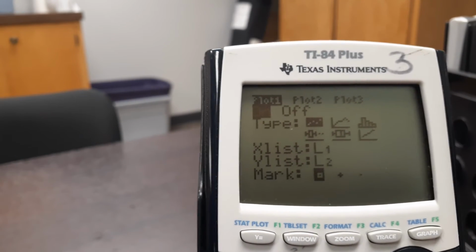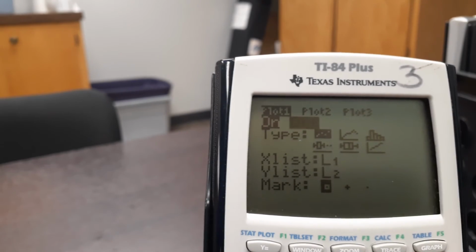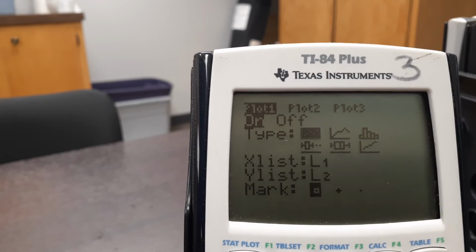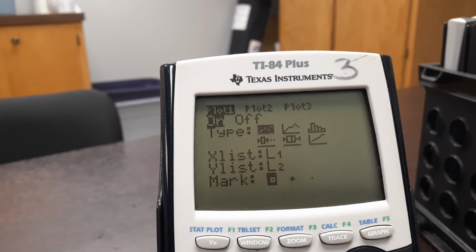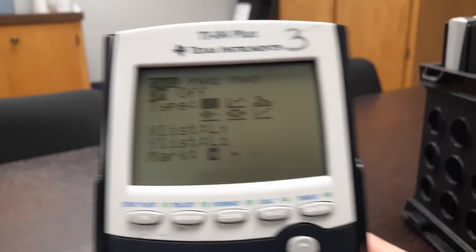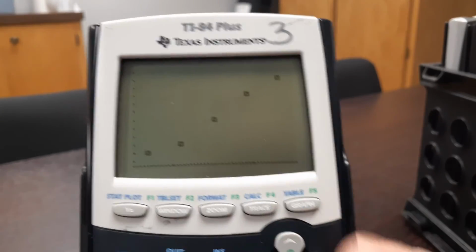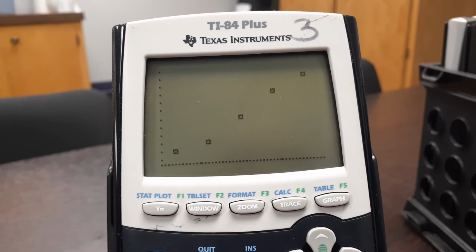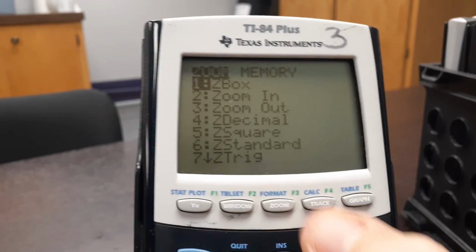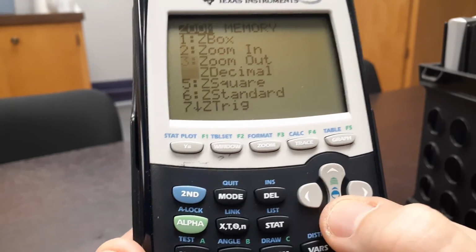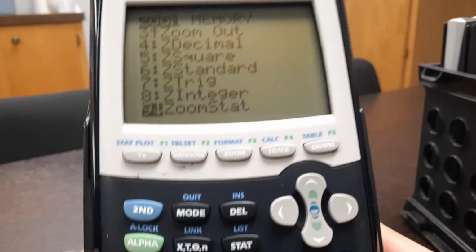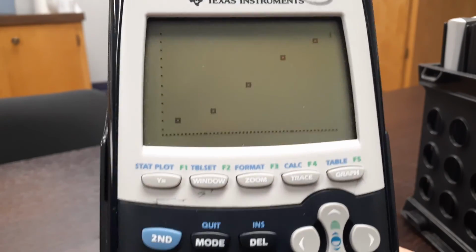And then you also want to make sure that, now I'm going to go down, and you have that little thing that looks like a bunch of dots. That's what you want. I'm going to hit enter there to make sure that's on. And again, you see the L1, L2. There you go. Now, to see it, I'm going to hit graph. Now, my graph's ready to go. Sometimes the graphs do weird things. You may need to hit the zoom button, and you may need to go down until you get to 9, because that means zoom in on your statistics. And then it'll do that. And take a picture of that.